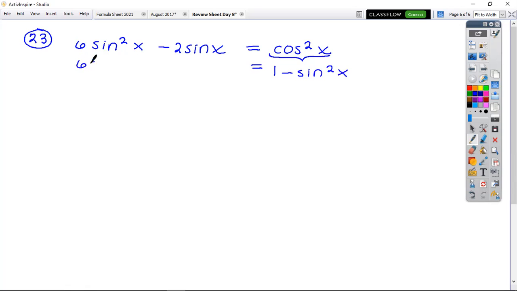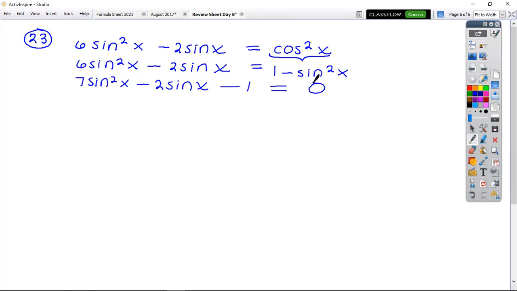Then I have 6 sine squared x minus 2 sine of x. All right, so from here, this is quadratic. You want this equal to 0. So I'm going to take the right-hand side and shift it over to the left. Add that, subtract that. So you have 7 sine squared x minus 2 sine of x minus 1 equal to 0.